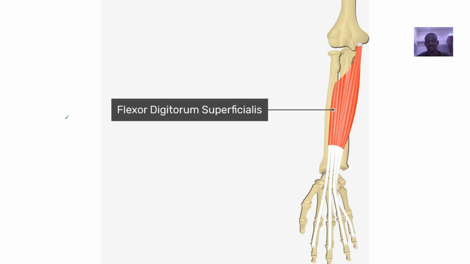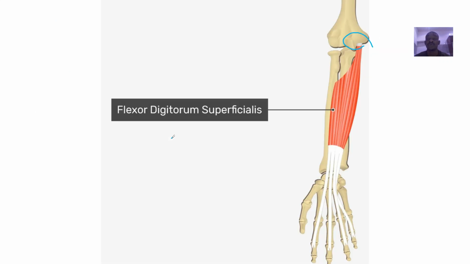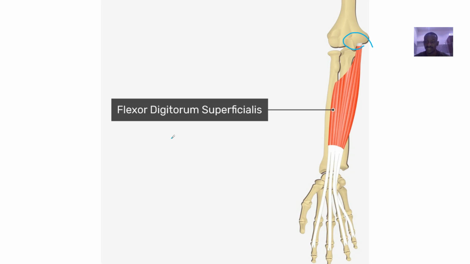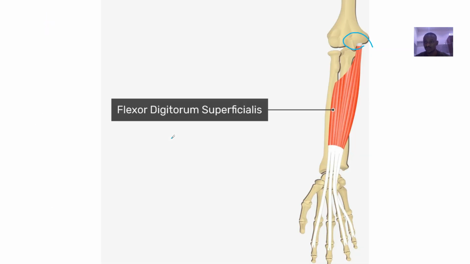Alright, so the anatomical snapshot is what? Origin. Where is the muscle originating from? Of course, from this place. What do we call it? This is the Humeroulnar head. The Humeroulnar head is the medial epicondyle of the humerus, and the coronoid process of the ulna.